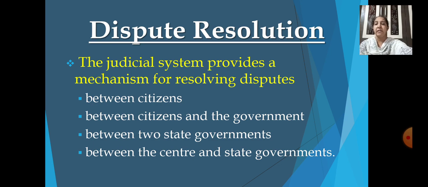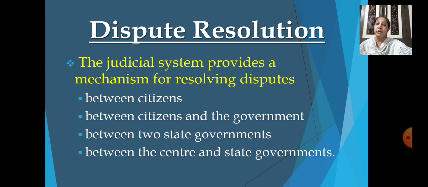Let's understand in detail. It resolves disputes between citizens. I'm a citizen of India, and the other person who is fighting with me is also a citizen of India, right? So if we have conflicts, we can go to the court and the court is going to resolve our dispute, correct? But it is not only confined to citizens. When there is a dispute between the citizens and the government, even at that moment a person can go to the court, and the judicial system has to resolve it.